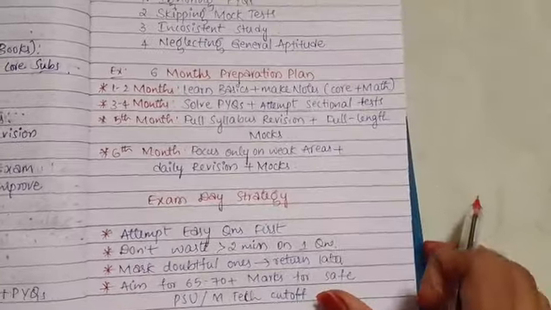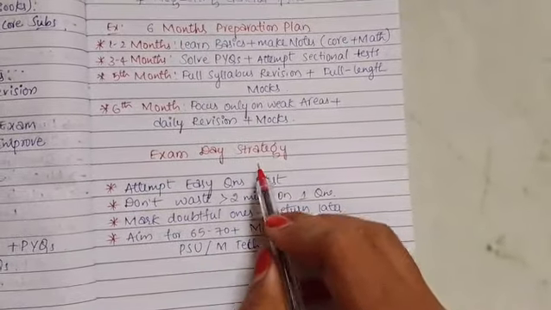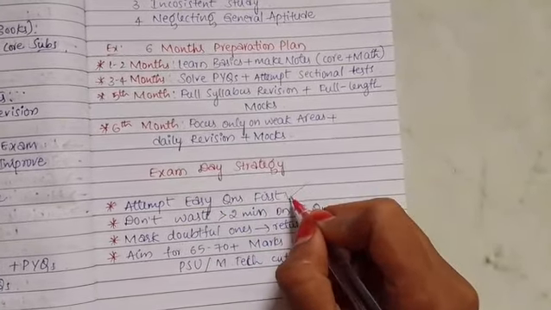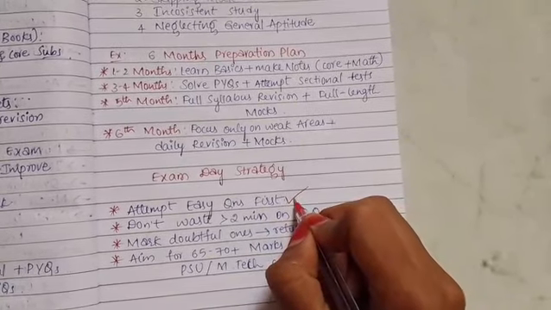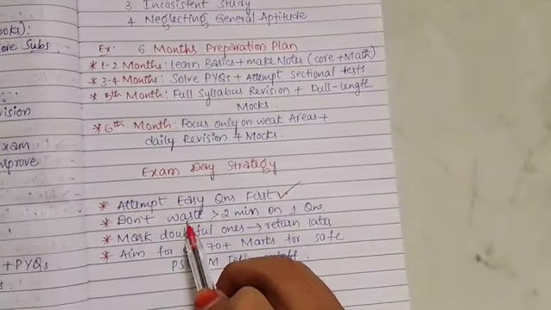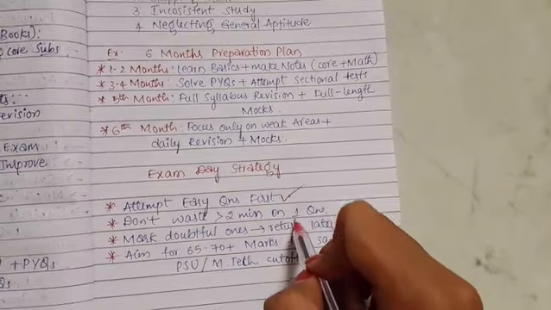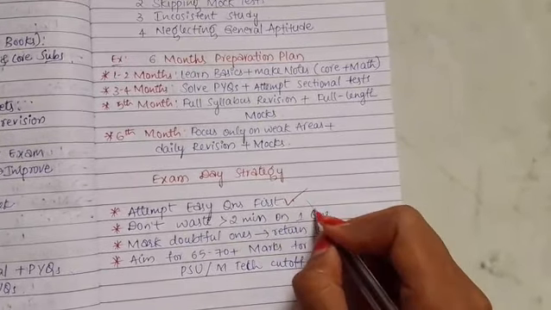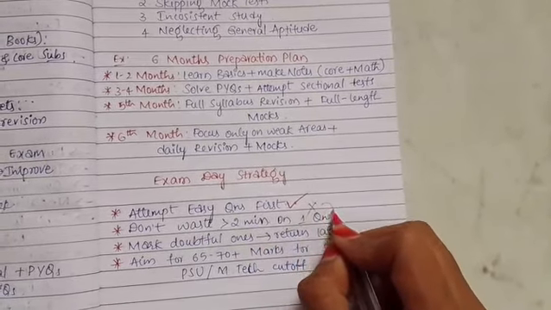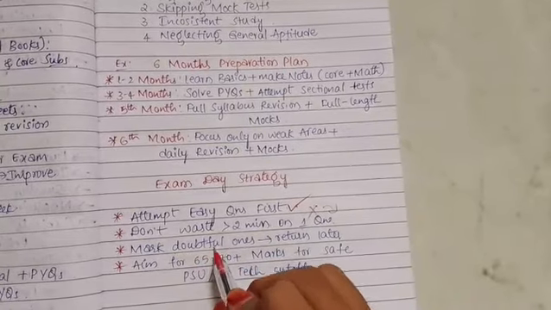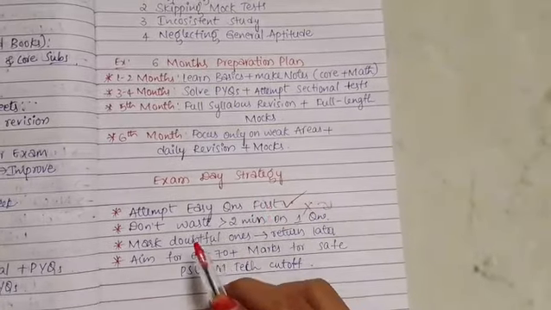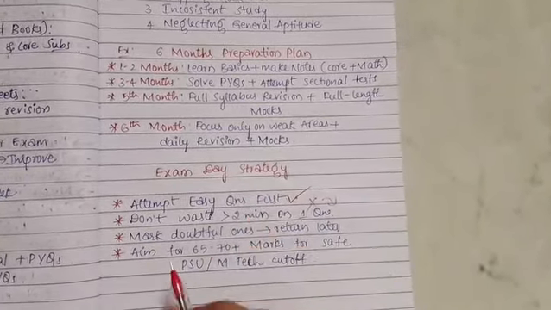And the exam day strategy, you have to follow this on the exam day. Attempt easy questions first. Attempt whatever you know, whatever subject and questions you feel are easy, attempt those first. And don't waste more than 2 minutes on only one question. Skip that question and go to the next question. If you have any doubt, mark it and return to it later. Okay? Don't waste your time in the exam hall.